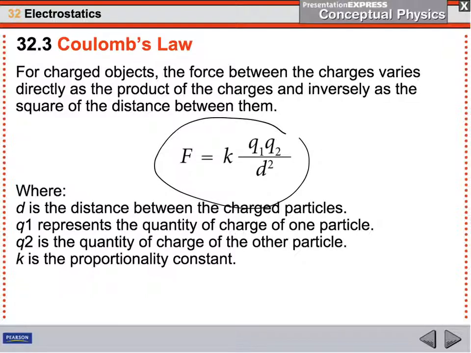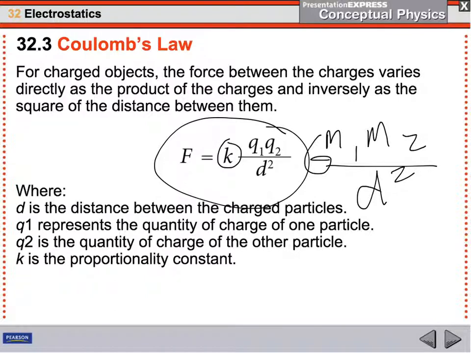You see how this mirrors our other formula that we had worked with before for gravitation? We had the force of gravity, which was m1 and m2 over d squared. Well, here we have q1 and q2 over d squared. And instead of G that we multiplied here, we have k. It's a different constant. So q is our charges, charge 1 and charge 2, and d is the distance between those charges. And k is a proportionality constant that we'll get to in just a second.